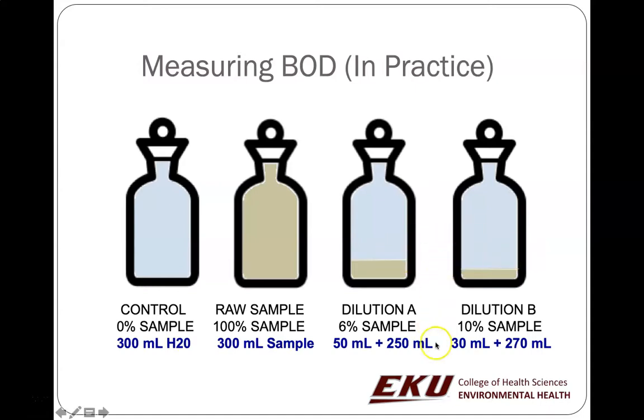In this case, I've got 2. This one is 50 milliliters of the actual sewage effluent. You can see the 50 mils there. And then you add the 250 mils of your clean water. And then you'll mix it up. This one is 10% sample or effluent, and then it's 90% water. So we've got 4 bottles there: negative control, 100% sewage, 6% sewage, 10% sewage, or 100% effluent, 6% effluent, 10% effluent.